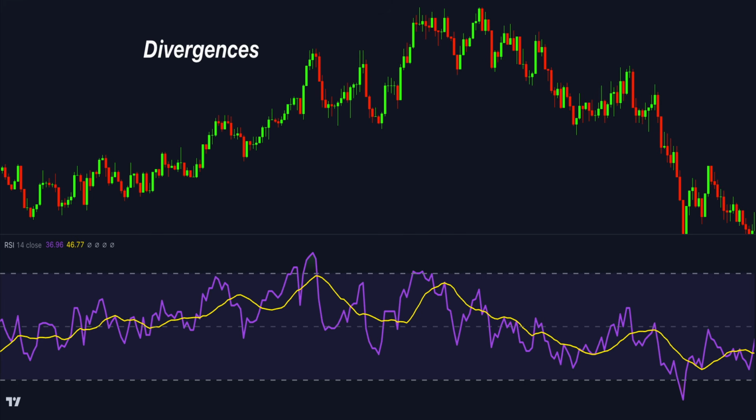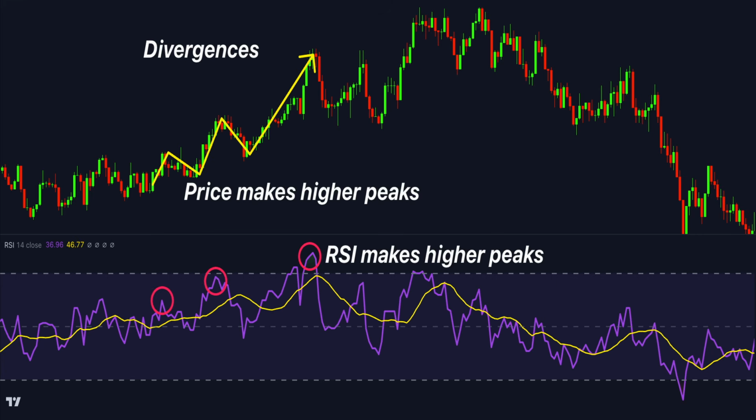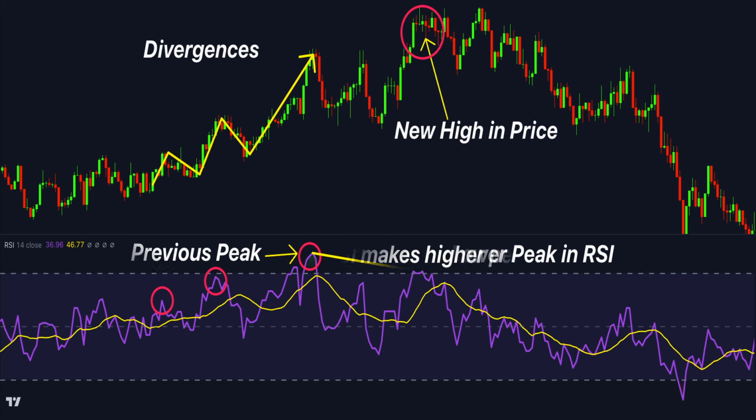Let me explain. Let's say price is continually making higher highs. When we look at the RSI, it is also continually making higher highs. This makes sense. The RSI is measuring the momentum of the market, and the market is increasing momentum to keep making higher highs. But this isn't always the case. Sometimes price makes a new high, but the RSI fails to.